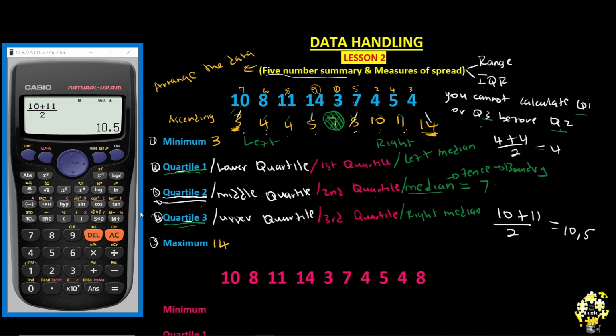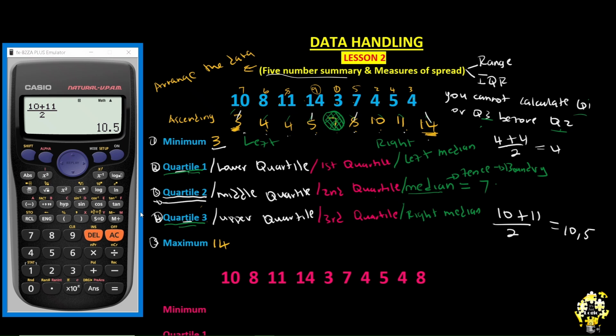10.5. So 10.5 is our Q3. So now we have our minimum value, which is 3. We have our Q1, which is 4. We have our Q2, which is 7. We have our Q3, which is 10.5. We have our maximum, which is 14. We have done the 5-number summary.